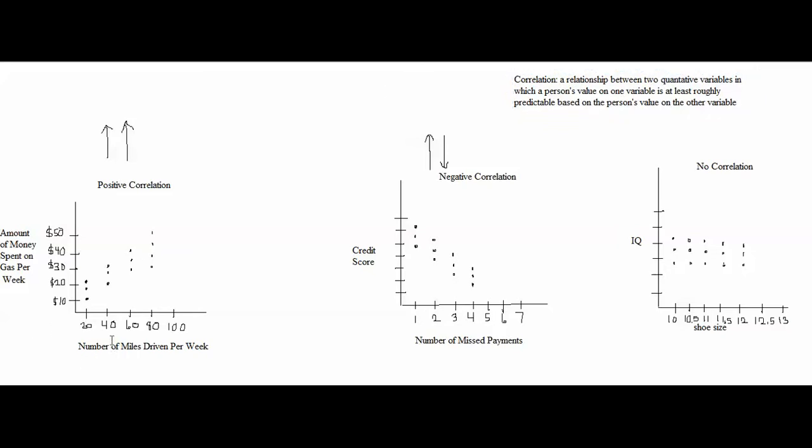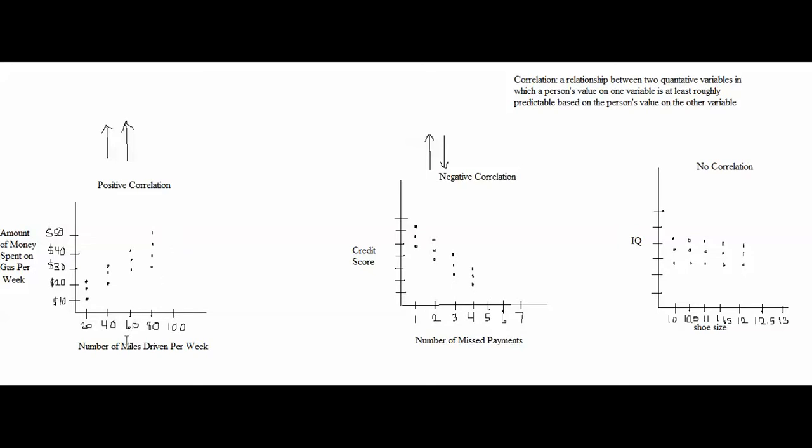Let's say that a person has told me how many miles they drive per week, but they haven't told me how much money they spend on gas per week. Since a person has told me how many miles they drive per week, I can make at least a rough prediction about how much money they're spending on gas per week. Because if the person tells me they're driving 5 miles per week, I'll probably think, okay, well, that person probably isn't spending very much money on gas. If the person tells me that they're driving 100 miles per week or 200 miles per week, I'll think, okay, well, that person is probably spending more money on gas.